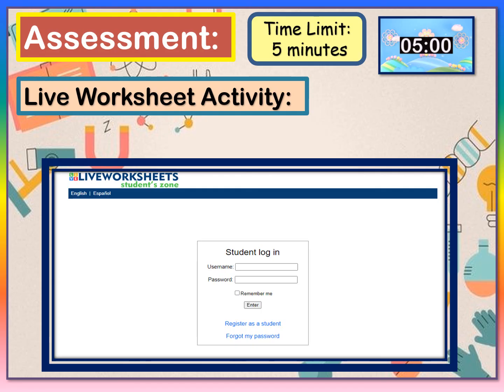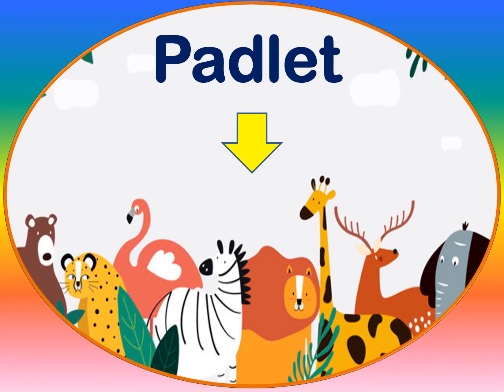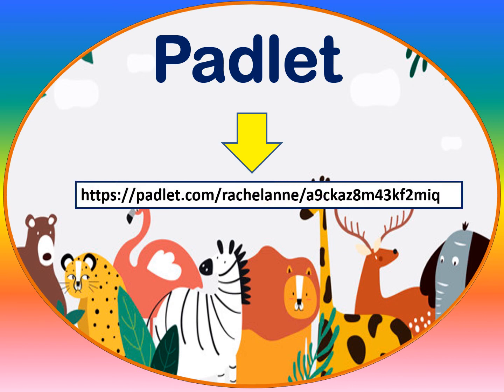Now, for your assessment, you will do the live worksheet activity. Click this link, enter your username and password, and you will see the assigned work for you. The time limit for this activity is only 5 minutes. For the plenary, click this link to complete the activity.